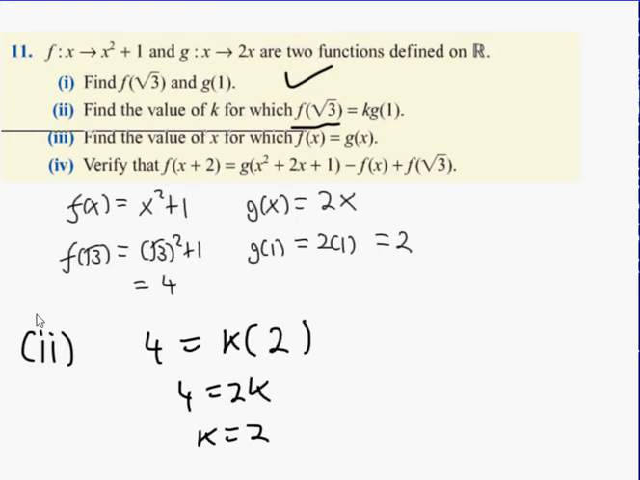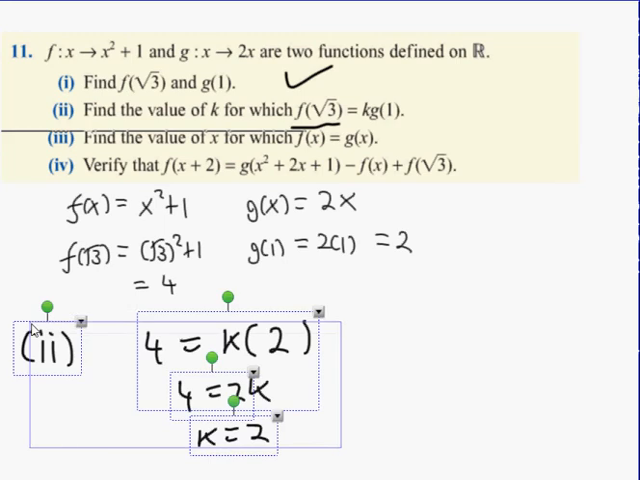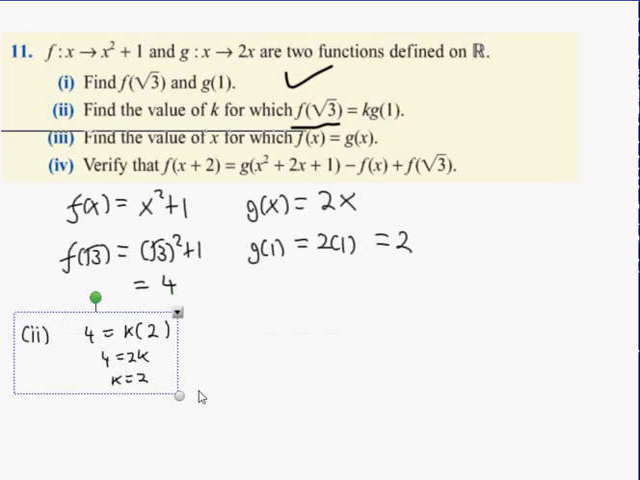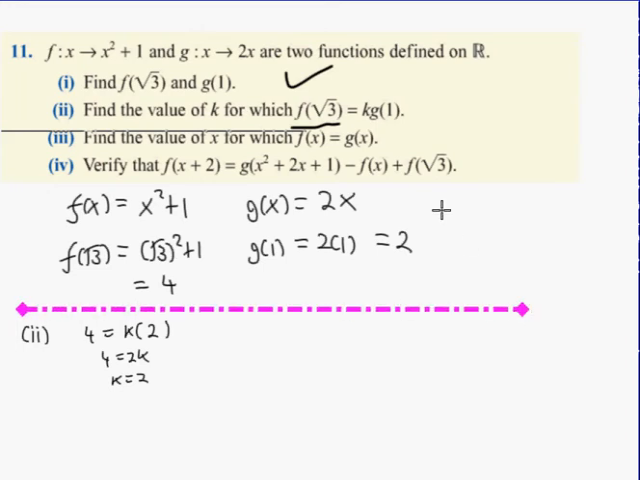Now, next part is slightly more difficult. It says f of x equals g of x. Any ideas what you could do for that? F of x equals g of x. Any ideas, guys? X squared plus 1 equals 2x.